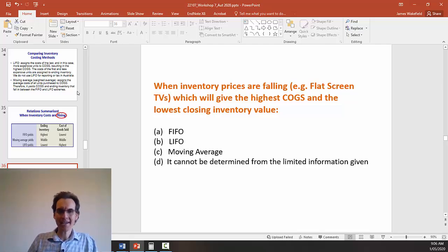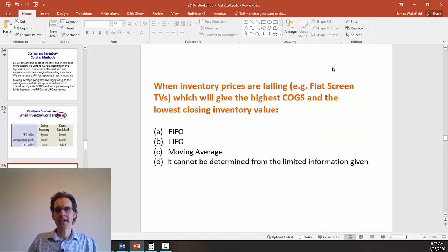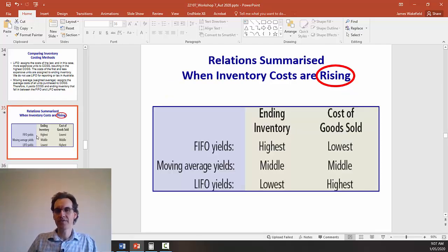Now, if we go back to our previous slide, we can see here that we looked at this table in the context of rising inventory cost. So here we have falling inventory cost. We're looking at a product which we're assuming over time is falling in cost for the retailer. So therefore, this reverses the expectation, the effect on cost of goods sold and ending inventory.